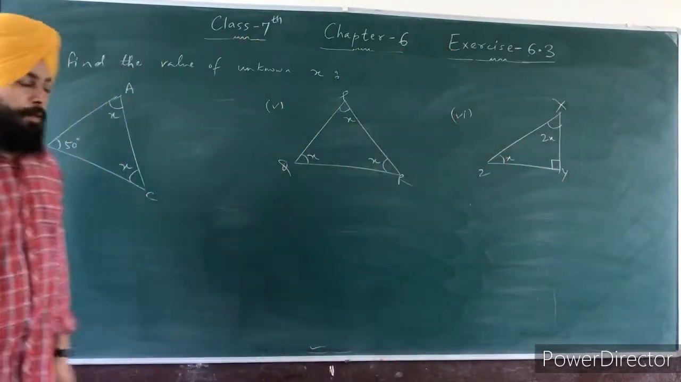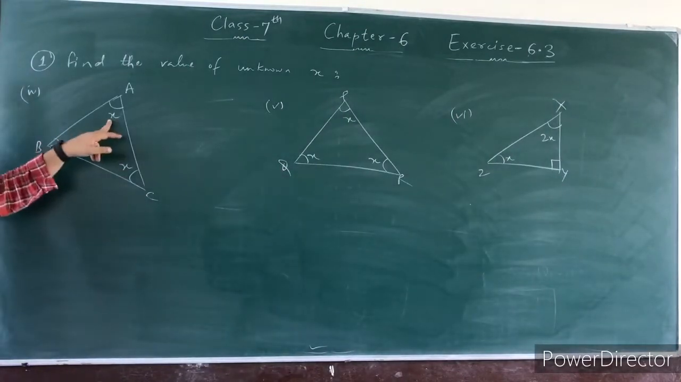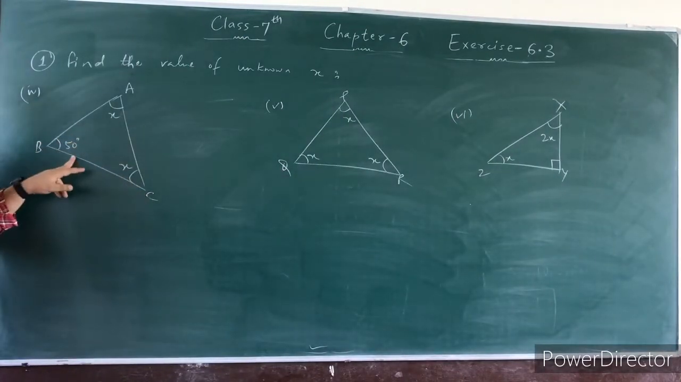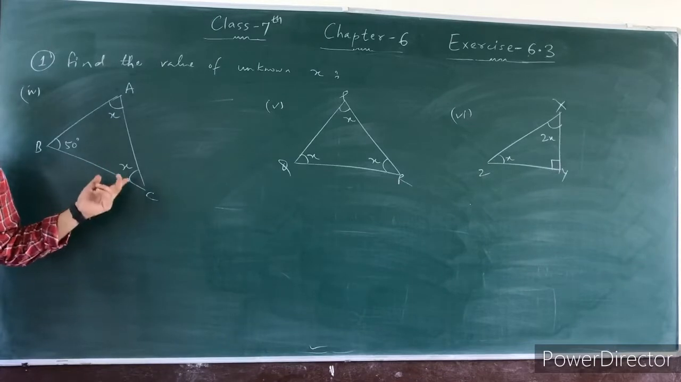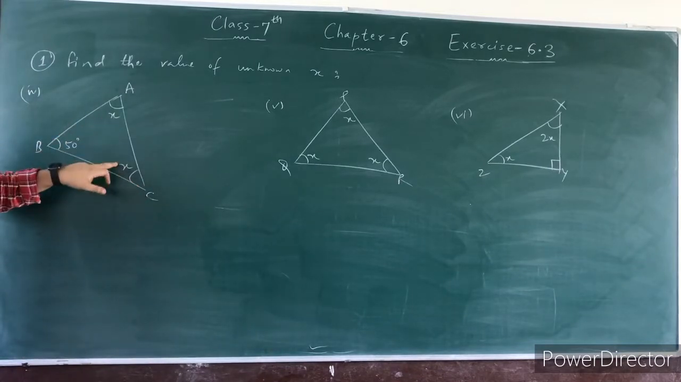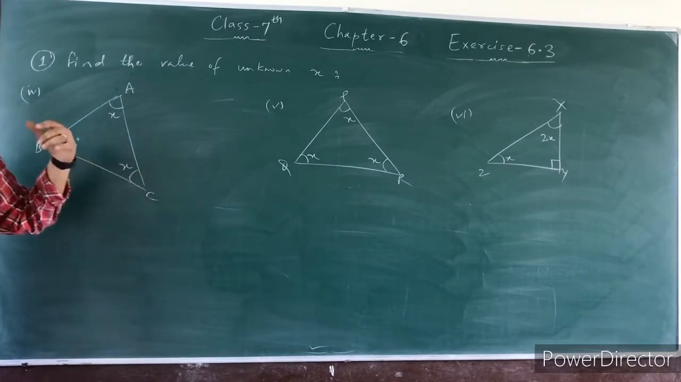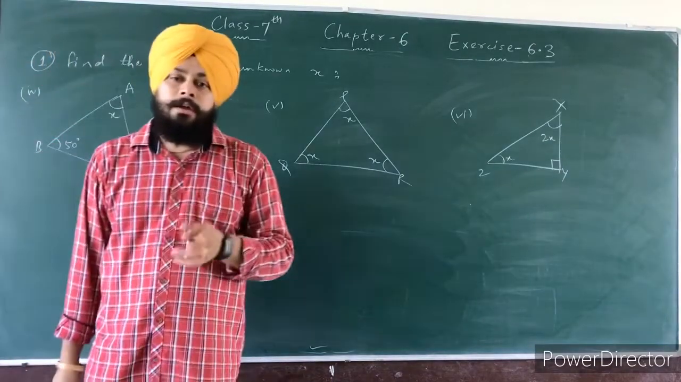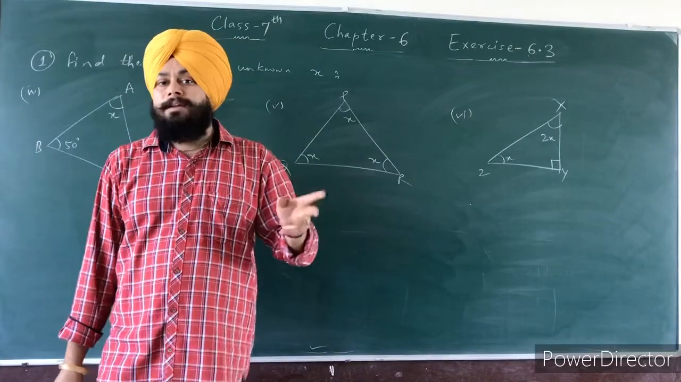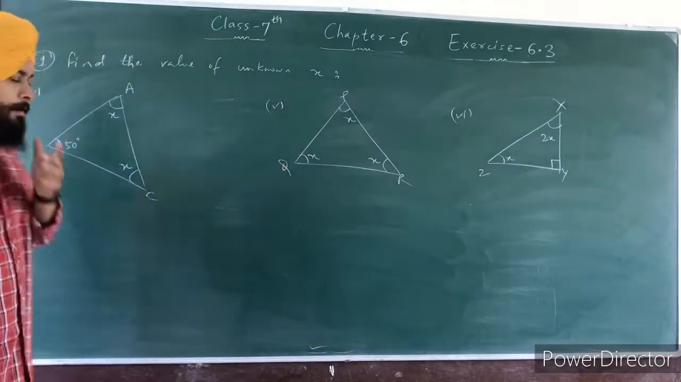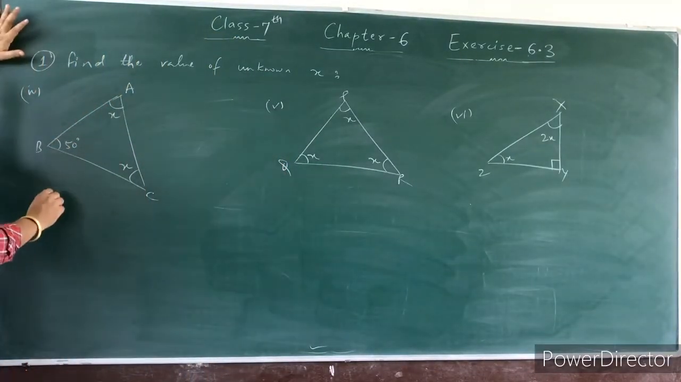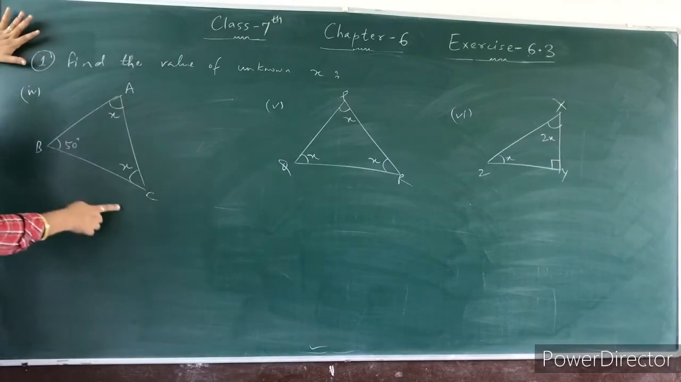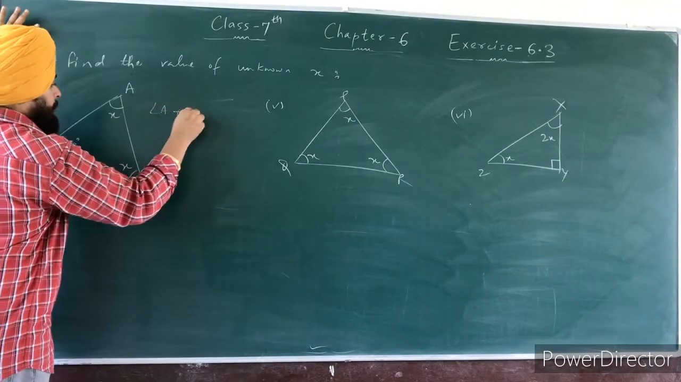Alright. So in this triangle ABC, measure of angle A is x, B is 50 degree and measure of angle C is again x. It means two of the angles of this triangle are equal. It means it is an isosceles triangle. In an isosceles triangle, two sides and two angles are always equal. Alright. So you can write here: angle A plus angle B plus angle C is 180 degree.